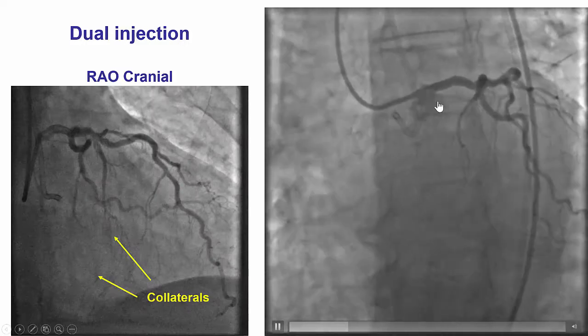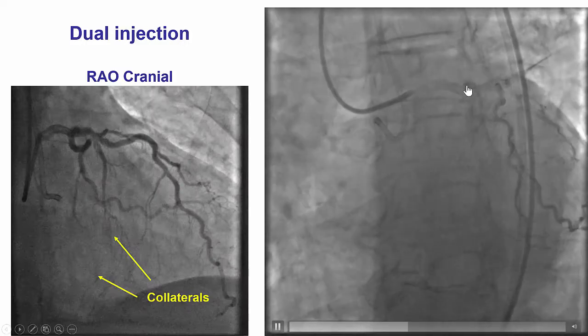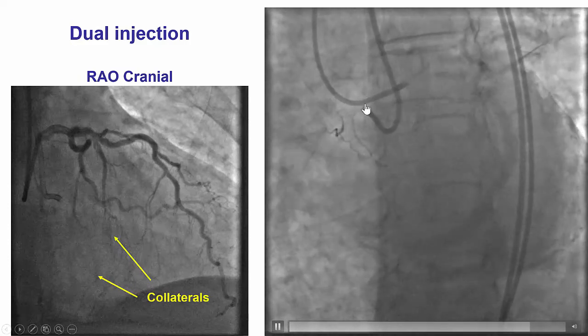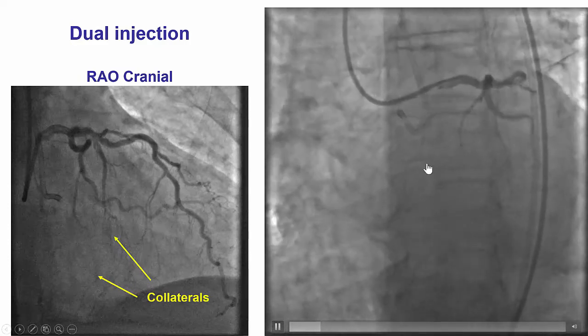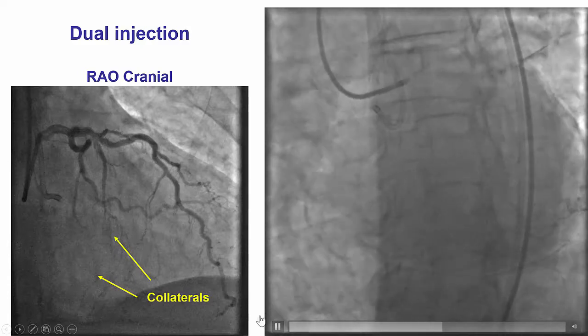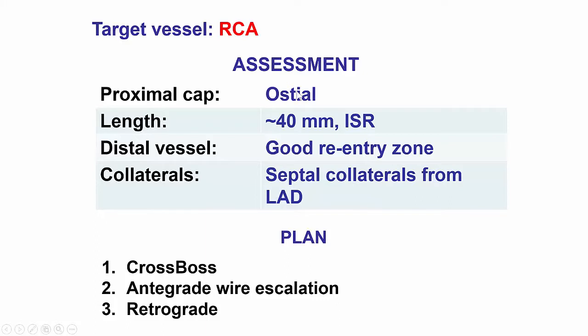This is the area of view, also demonstrating no significant disease in the left, septal collateral supplying the distal RCA in the PDA, ostial occlusion of the right coronary artery just proximal to the previously placed stent. Therefore, if we put everything together, the patient has an ostial occlusion with an approximately 40 millimeter long occlusion due to in-stent restenosis, has good quality distal right coronary artery, and has septal collaterals from the LAD.